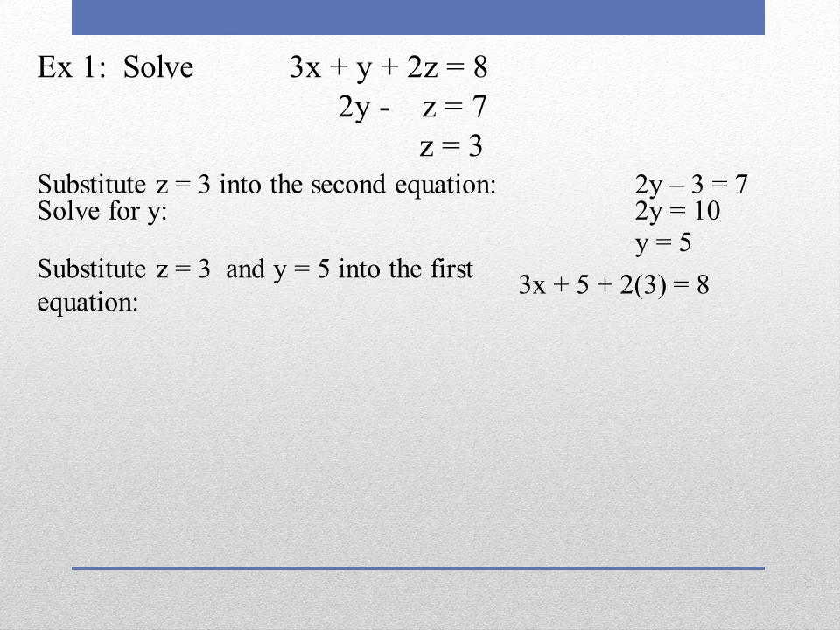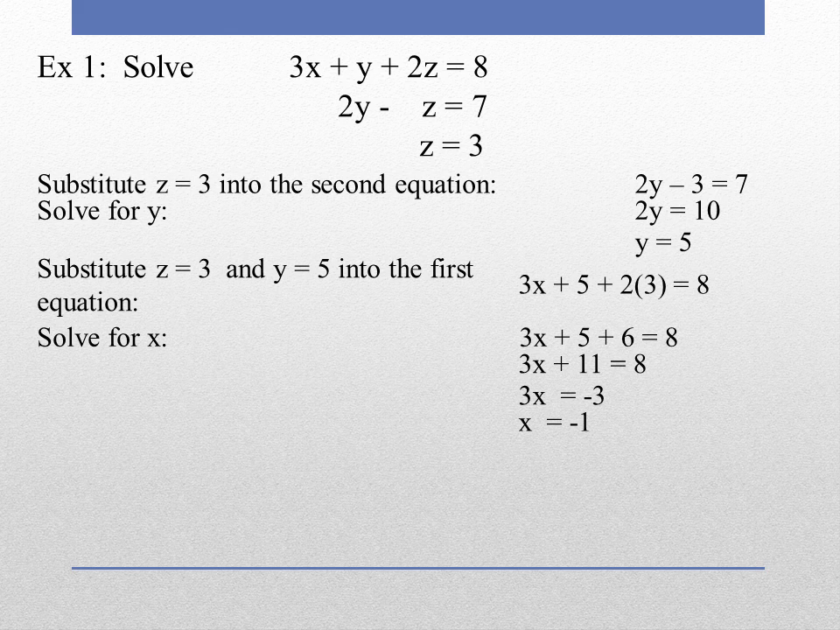which will give us 3x plus 5 plus 2 times 3 to show the 2 times z equals 8. And begin solving for x by multiplying the 2 and the 3. Don't add the 5 plus the 2, remember PEMDAS, which will give us 3x plus 11 equals 8. And to solve for x, we will subtract 11 and then divide by 3. And so we have our first variable. We have our last variable.